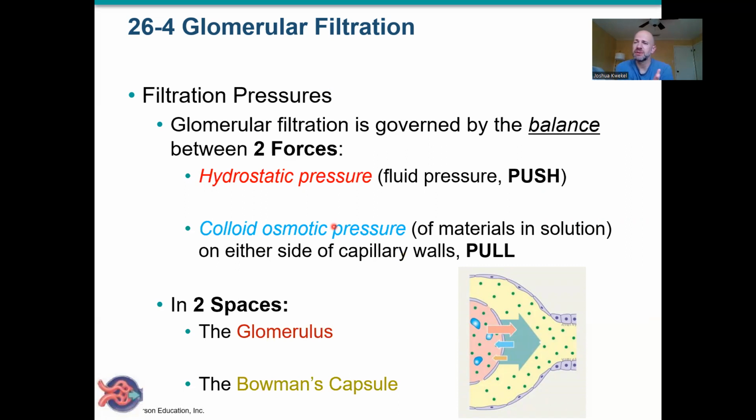These are the same forces that we talked about in the capillary bed, so you should already be familiar with these. There's 2 spaces. There's the glomerulus, shown in pink, and there's the Bowman's capsule, shown in yellow. So we're filtering from the blood space into the Bowman space. And the big green arrow represents the overall filtration.